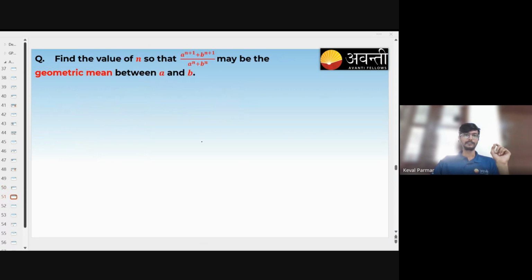Let's see the next question. I want you all to try this. I'm giving you a tough sum to try, but let's see how you will do it. I'll give you 2 to 3 minutes. Till then, I'll drink some water, and you please try and solve.